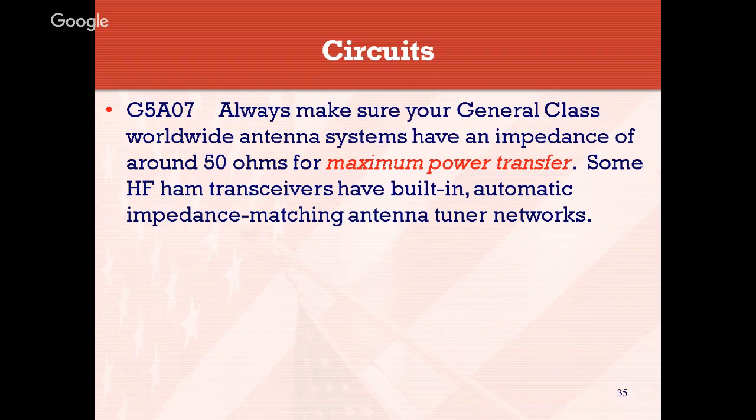Some of the transceivers will have a built-in automatic impedance matching antenna tuner, much like my TS-940S Kenwood. It has an internal tuner, and also the meter has an SWR meter. What I can do here is hook that radio directly up to an antenna, and I actually want to have that antenna as close to the band operating frequencies as possible that I intend to be operating on. That way it's a little bit easier and a little bit quicker on the tuner.